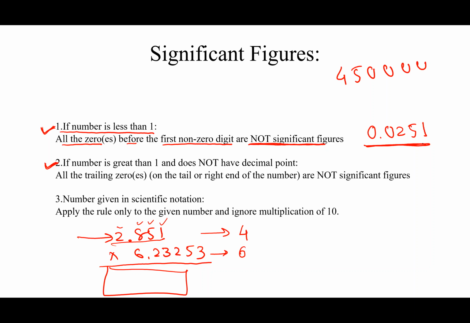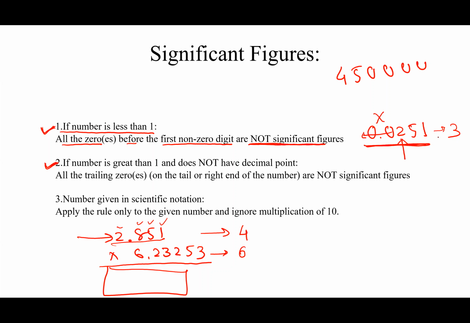Great. And what the rule says, if the number is less than 1, so yes, it is less than 1, all the zeros before your first non-zero digit. So this is your first non-zero digit. Everything before that, all the 0s before that, are not going to be considered as significant figures. So how many significant figures do you see in this example? What is the answer? 3. That's right. Amazing. Great. 3.